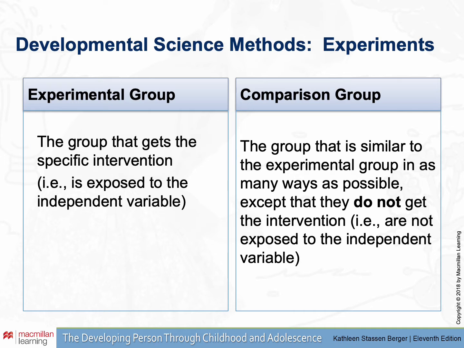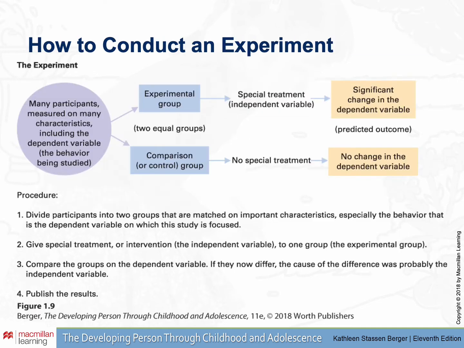So let me give you an example. Say you're interested in finding out if a social skills curricula improves the friendship skills of second graders. One way to design the experiment would be to randomly assign one group of second graders to receive the social skills intervention and the other set of children to be in a comparison group where they are also second graders, come from the same school, but do not receive the social skills intervention.